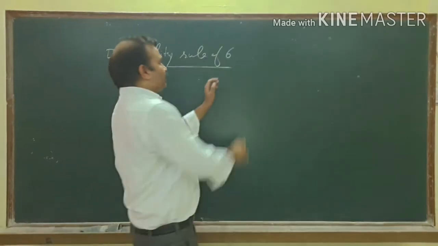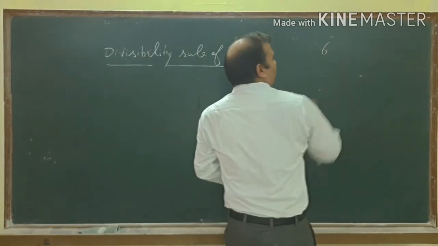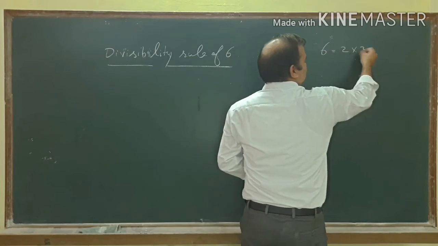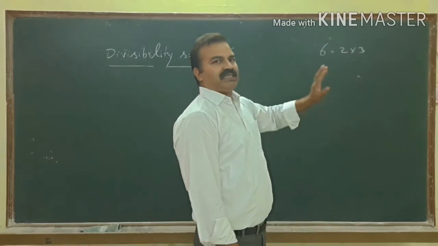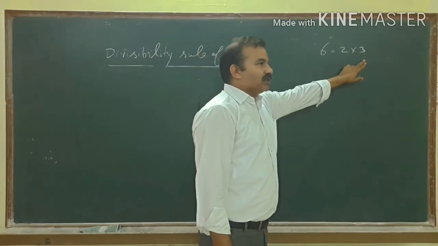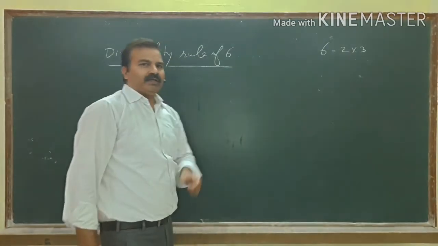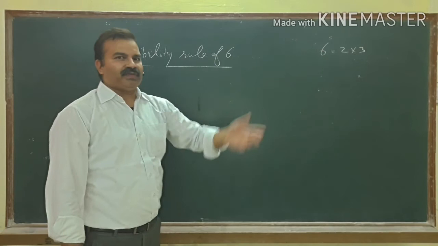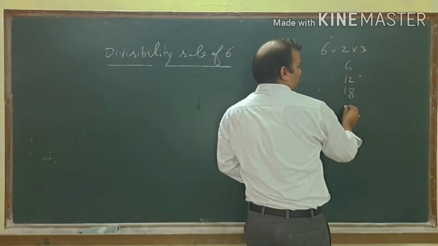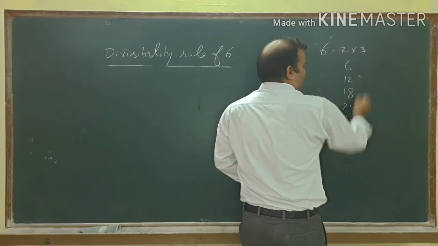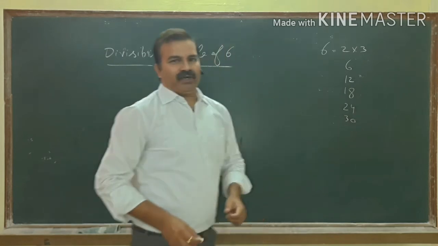The divisibility rule of 6: now if you see the number 6 and make its factors, the factors of 6 are 2 into 3. It means a number is divisible by 6 if it is divisible by both 2 and 3. Now if you read the table of 6: 6 1 is 6, 6 2 is 12, 6 3 is 18, 6 4 is 24, 6 5 is 30 and further. So the unit place is always an even number.